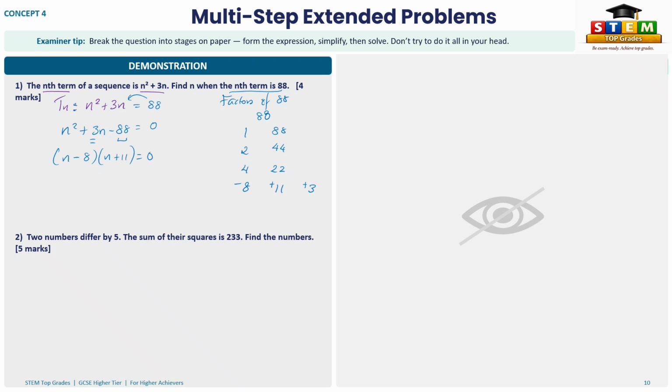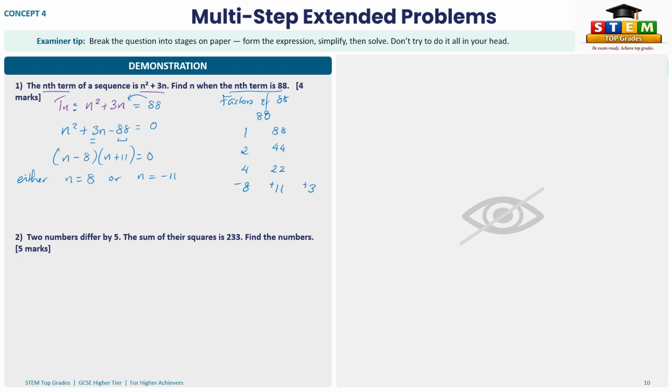So either n is equal to 8 or n is equal to negative 11. Now, why is it part of a multi-step extended problem? It is because you are going to get it further at the bottom of questions. When there are long questions, you might get it at the end. This is a discriminant in terms of the ability of students.